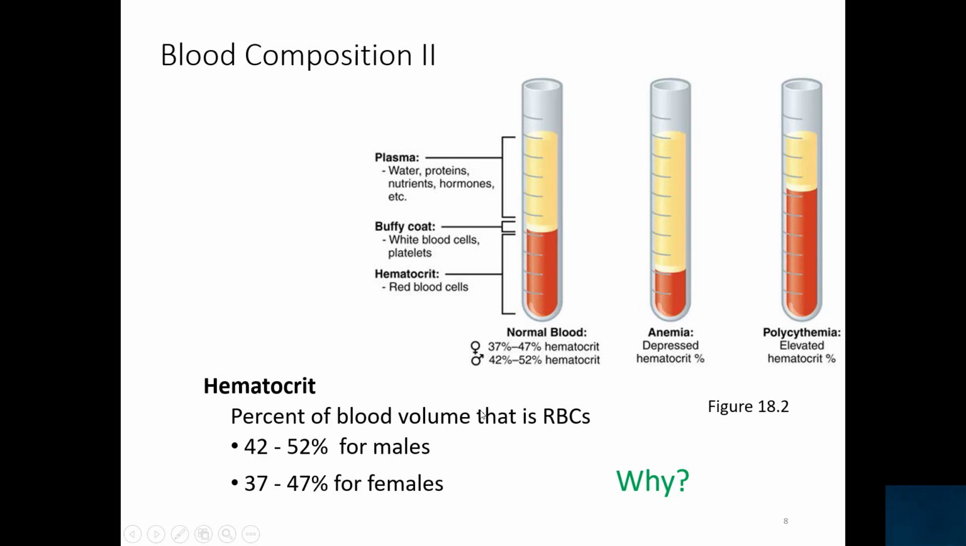So, the percent of blood volume that is taken by red blood cells, this portion, erythrocytes, is called hematocrit. For males, hematocrit should be 42 to 55%. For females, it would be 37 to 47. Think a little bit why males are supposed to have a little bit more of red blood cells comparing with females.